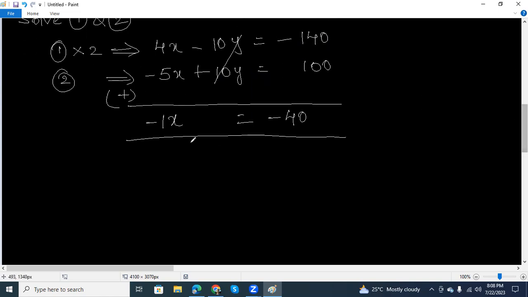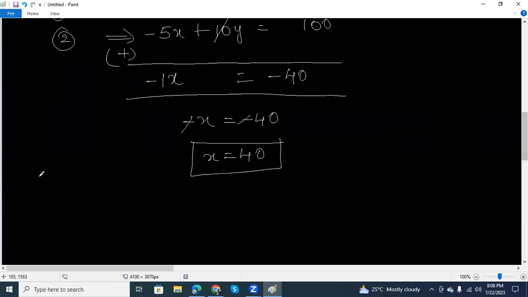Okay. So now minus x is equal to minus 40. Minus minus cancel, x is equal to 40. Now put this x value in any one of the equations. I am putting it in equation 1. Put the x value in equation 1.